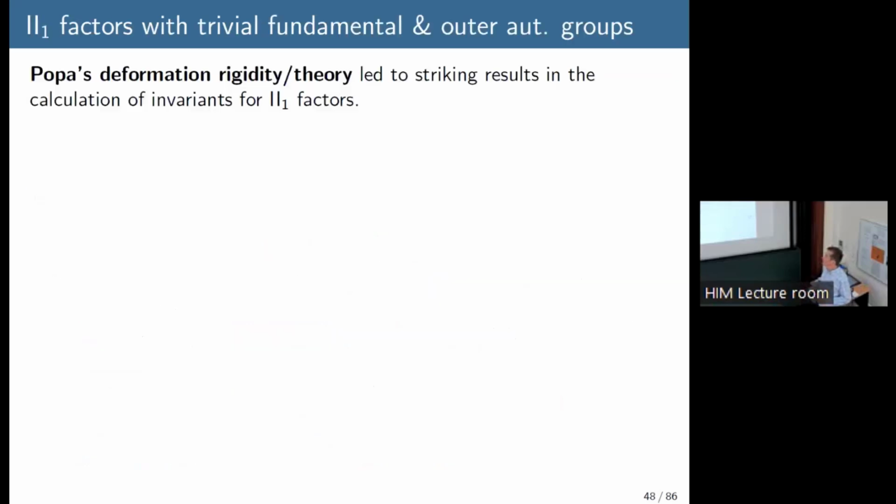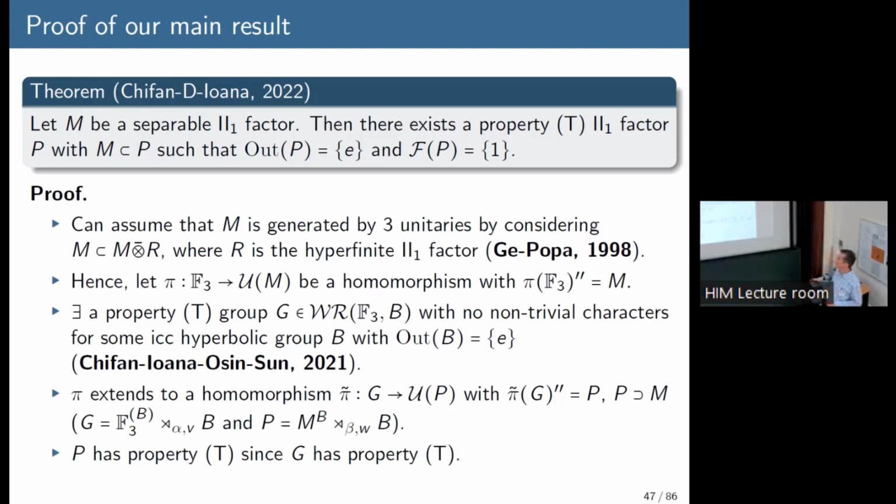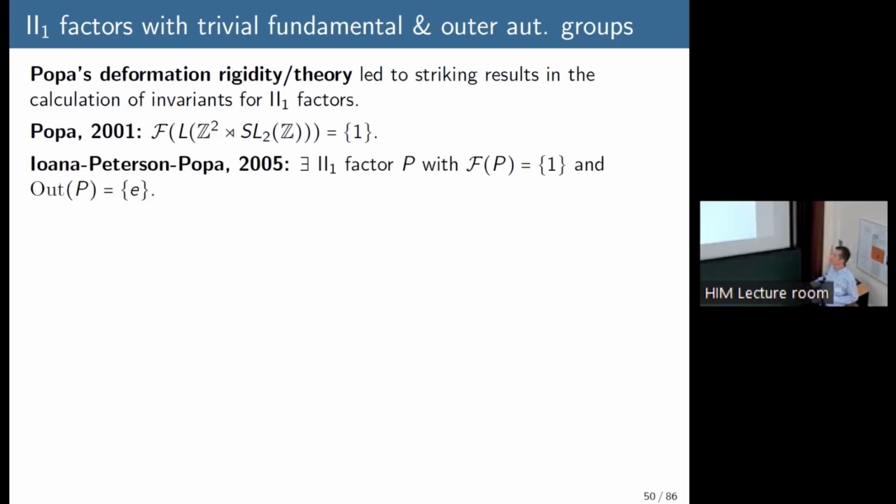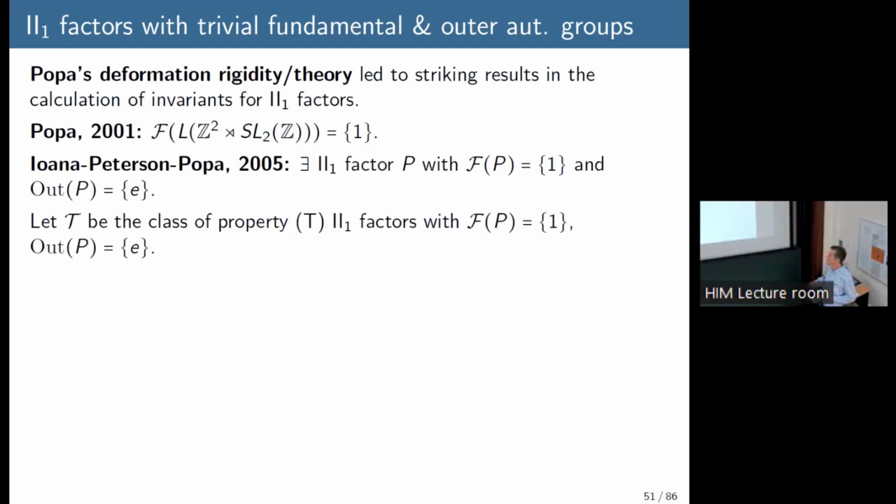Let me also say a few words about the last part that I included here in this proof. As I said, Popa's deformation rigidity theory was helpful and led to computing this kind of invariant for II_1 factors. Popa showed first that the fundamental group of the free group factor of this group is trivial. A few years later, together with Adrian and Jesse, they found II_1 factors that have not only trivial fundamental group, but also trivial Out.